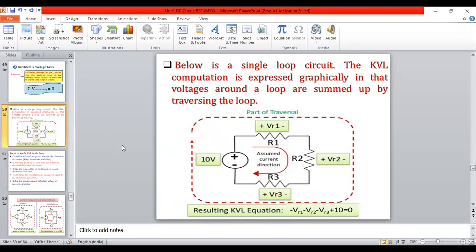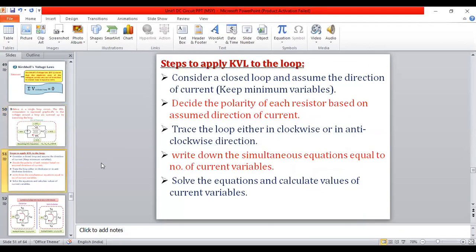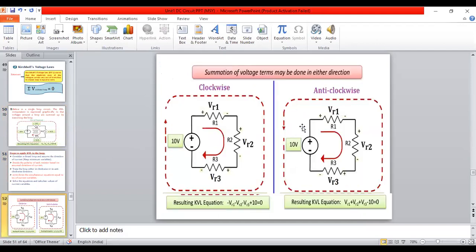We are going to consider that one here. These things we have already discussed. These are the steps. First we have to consider a closed loop and assume the direction of current, then decide the polarity. After that we have to trace the loop either in clockwise or anti-clockwise direction. Write down the simultaneous equations equal to the number of current variables. Solve the equations here now.